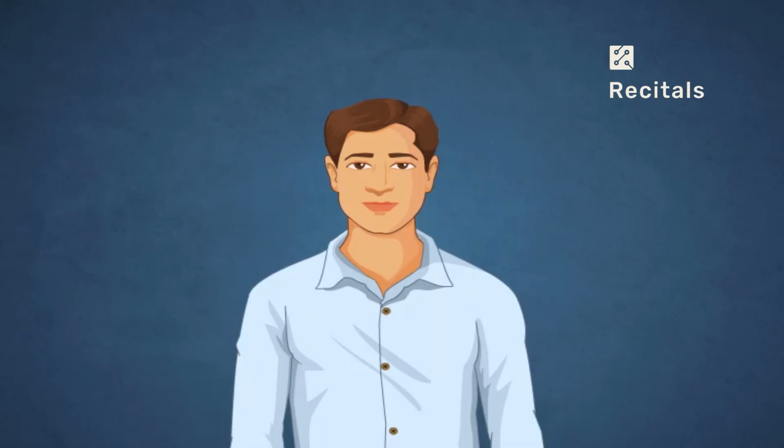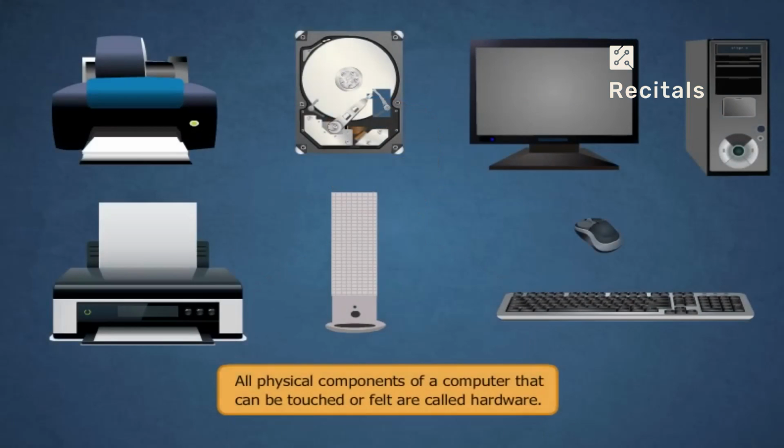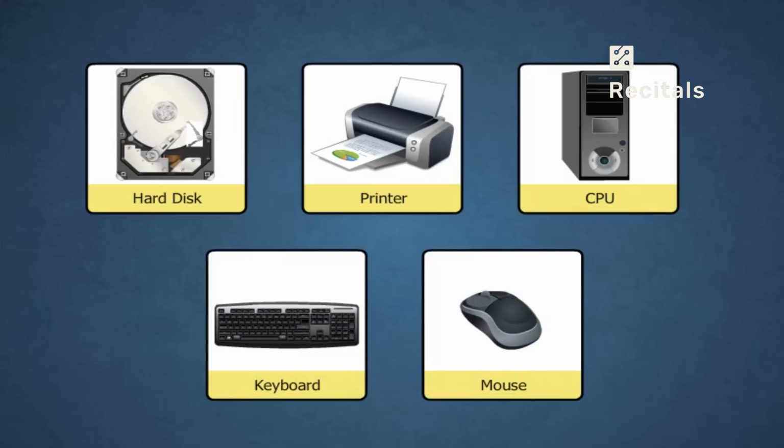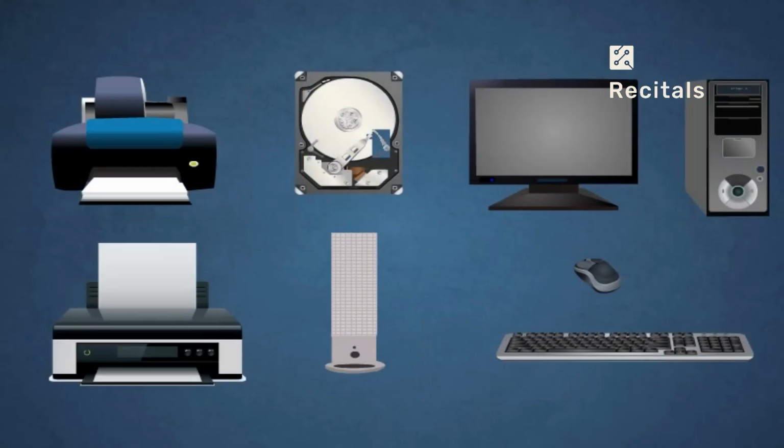We know that a computer is a collection of hardware and software components. You must be curious to know what are these hardware and software. Let us check out. All physical components of a computer that can be touched or felt are called hardware. The electronic circuits and mechanical components of a computer, such as hard disk, printers, central processing unit, keyboard, and mouse, are examples of hardware.